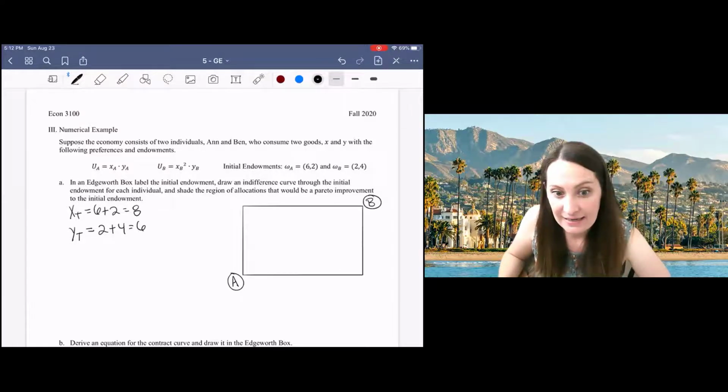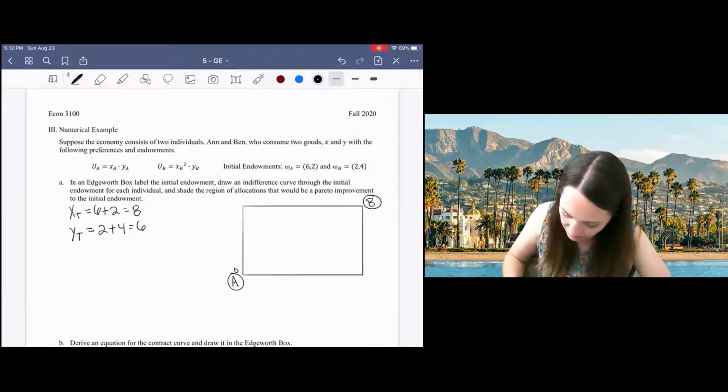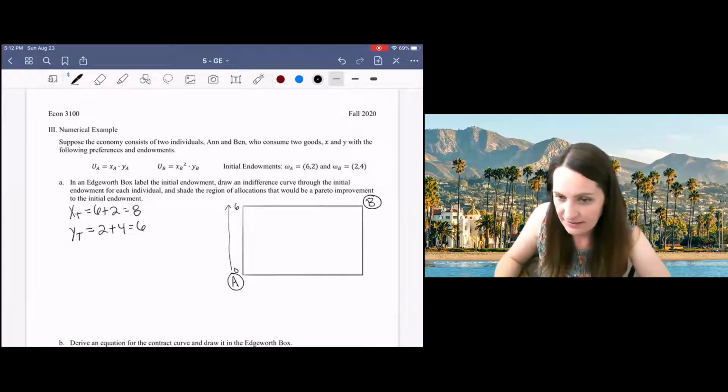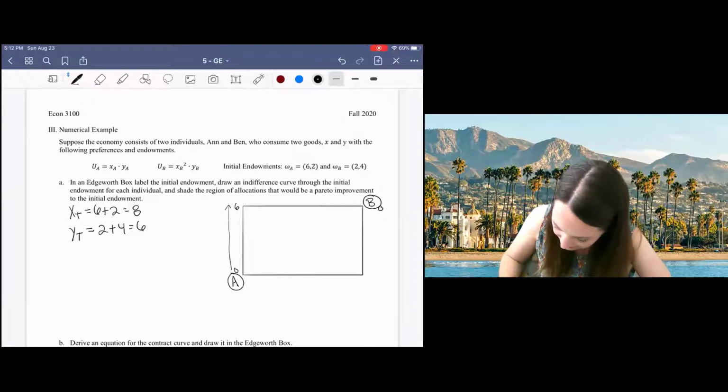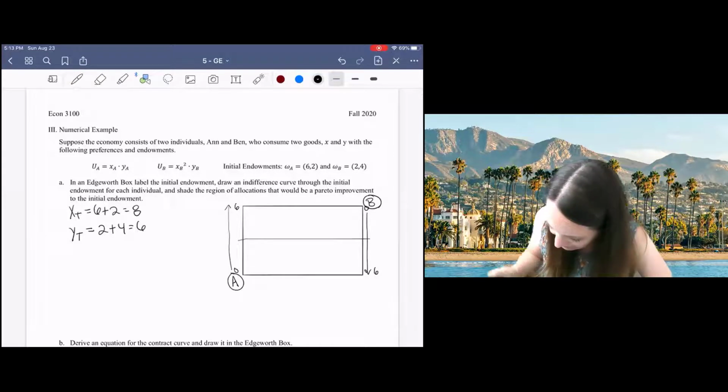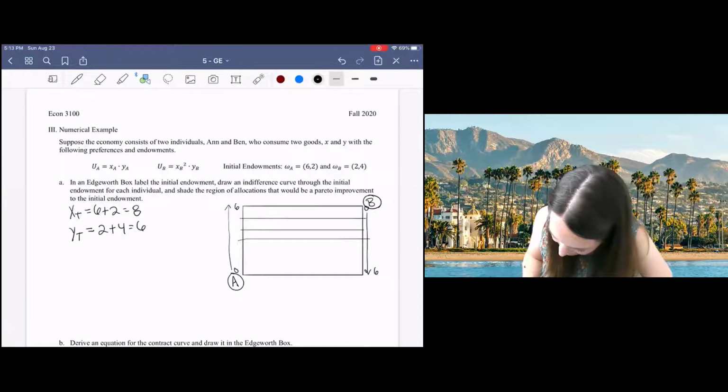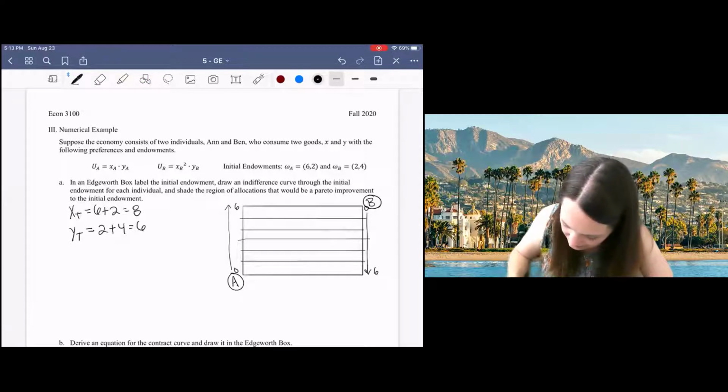So for Anna, her y-axis is going to range from 0 to 6 along this side of the box, whereas Ben has 0 to 6 for good Y along this side of the box. I'll also make some lines within the box just to help us get our bearings. So again, for Anna, this axis goes 1, 2, 3, 4, 5, 6 up, and Ben's goes down.